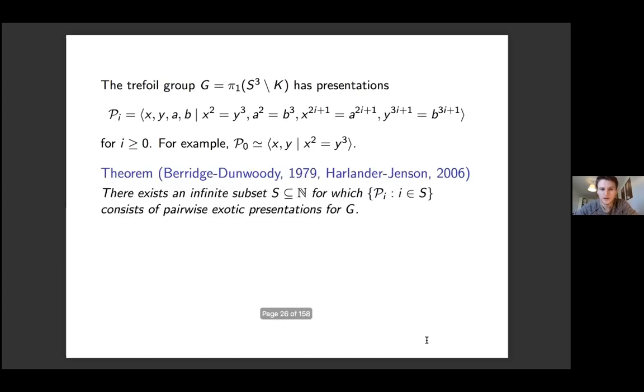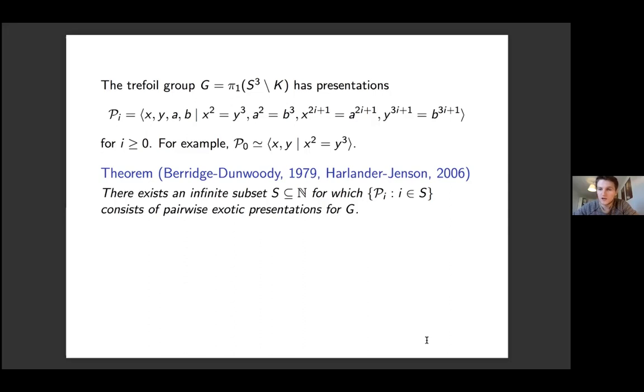Okay. And it was proven, in combination with results of Berridge and Dunwoody in 1979 and Harlander and Jensen in 2006, that there is an infinite subset of the integers on which all of these presentations are pairwise exotic presentations. So the presentation complexes are all homotopy equivalent after you wedge with, in this case, just a single copy of S2, but none of them are homotopy equivalent. And this combined algebraic results in 1979.